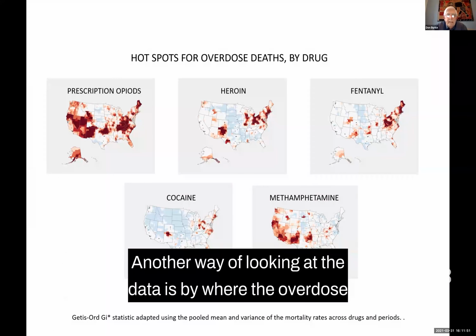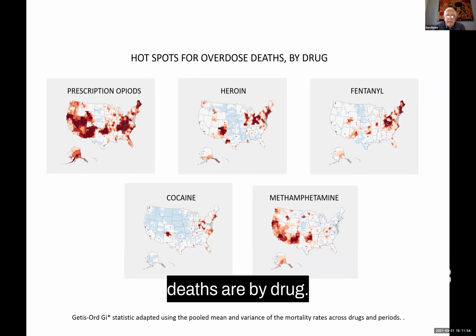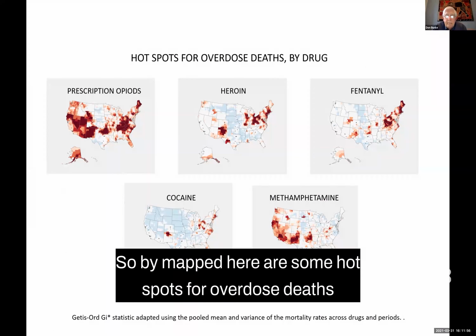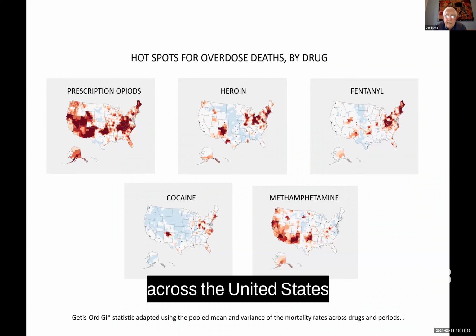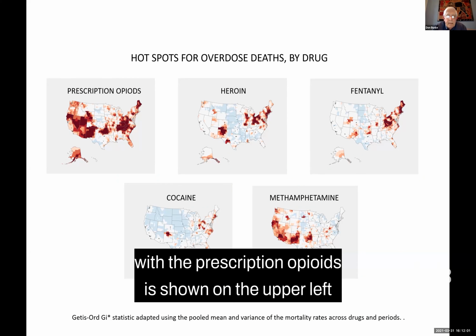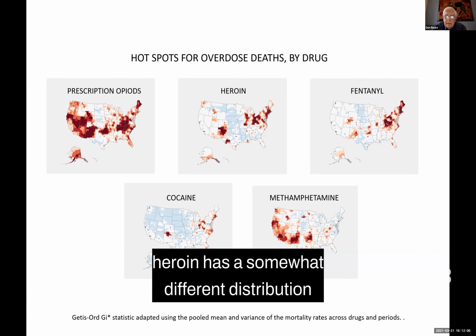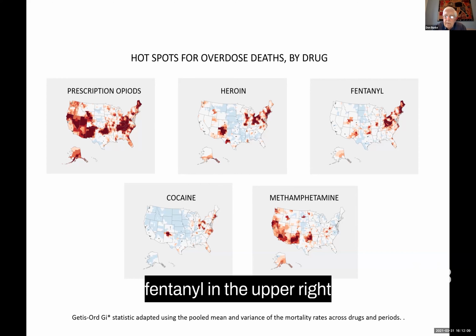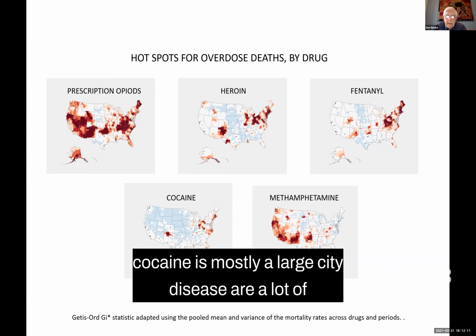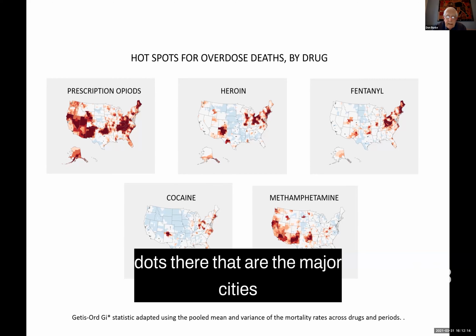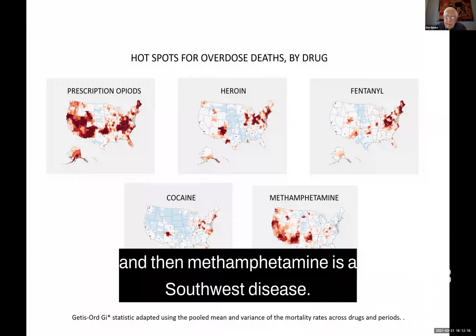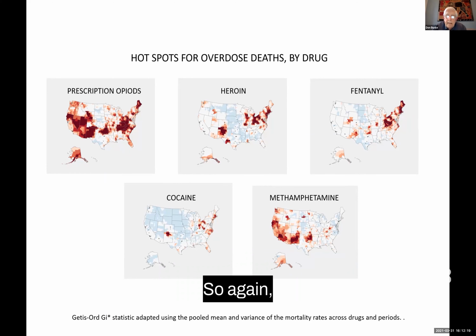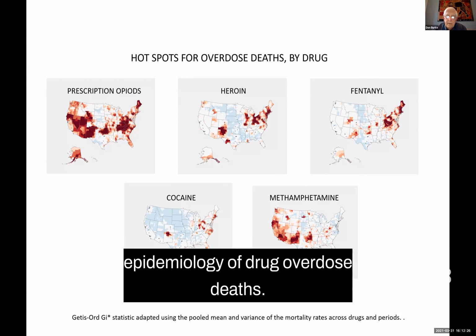Another way of looking at the data is by where the overdose deaths are by drug. So by map, here are some hotspots for overdose deaths across the United States, with the prescription opioids shown in the upper left. Heroin has a somewhat different distribution. Fentanyl in the upper right. Cocaine is mostly a large city disease. There are a lot of dots there that are the major cities. And then methamphetamine is a Southwest disease. So again, there are a lot of heterogeneities in the epidemiology of drug overdose deaths.